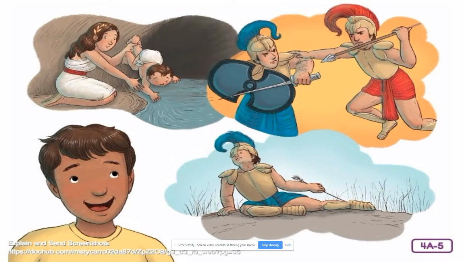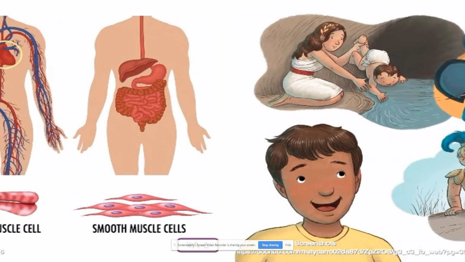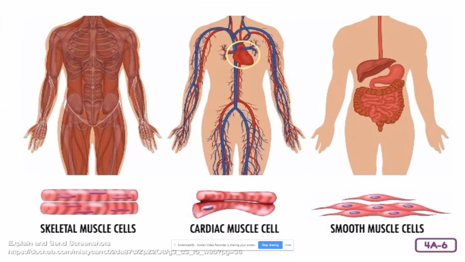Poor Achilles. It's a shame he wasn't wearing some armored footwear. Oh well, it's only a myth. Let's move on and learn about other types of muscles in your body. In addition to skeletal muscle, there is smooth muscle and cardiac muscle.